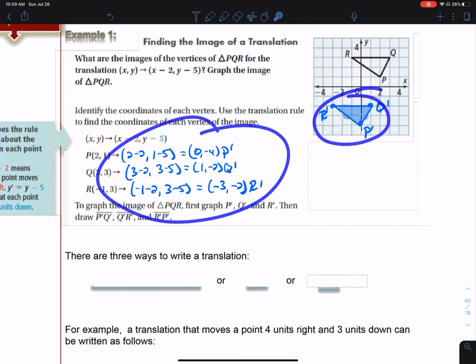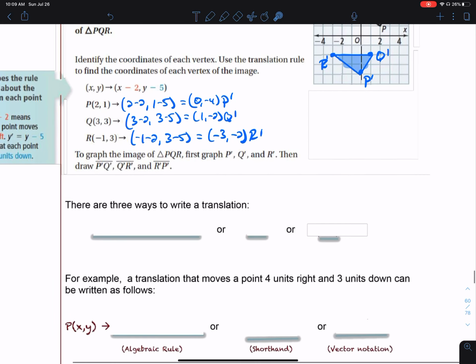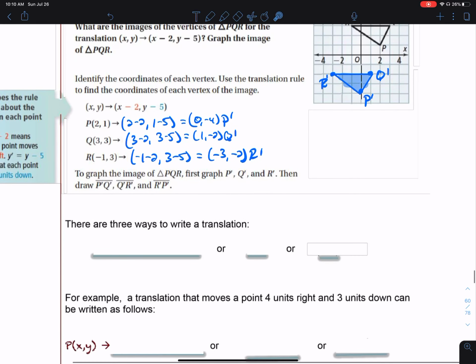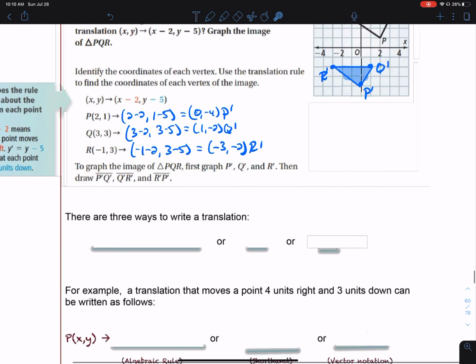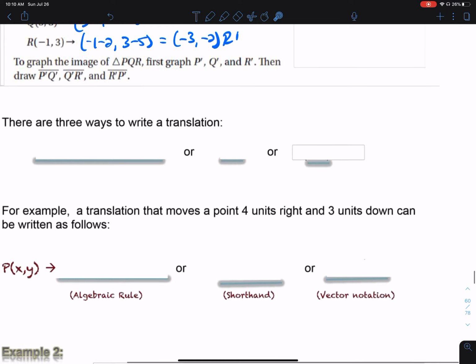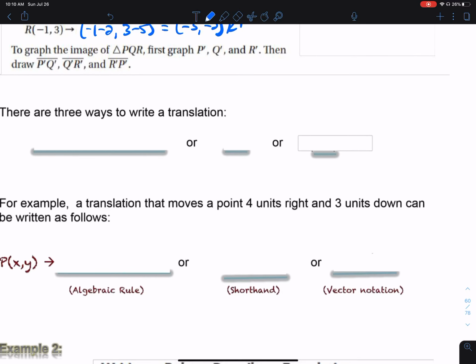Algebraically, graphically. The graph of the image of triangle PQR: to graph it, first graph points P prime, Q prime, and R prime, then draw the segments that make those up. Pretty obvious. There are 3 ways to write a translation.